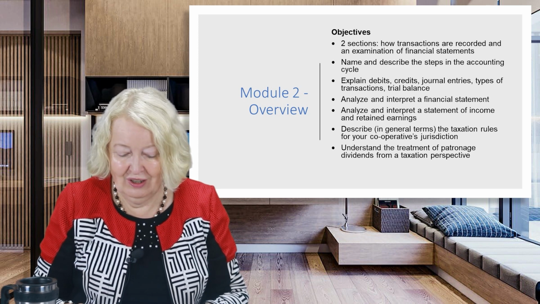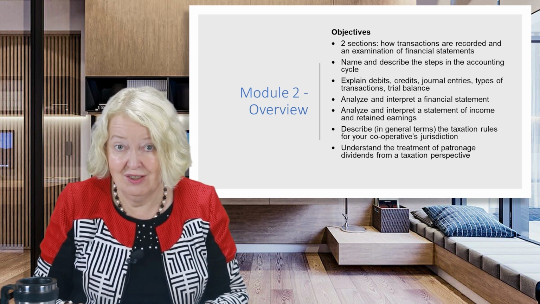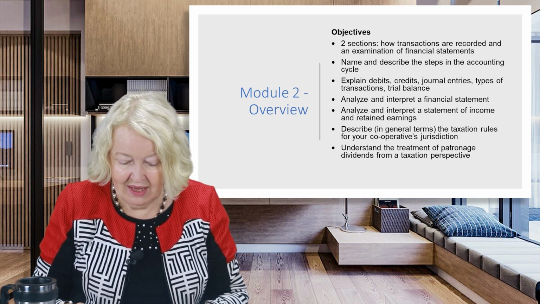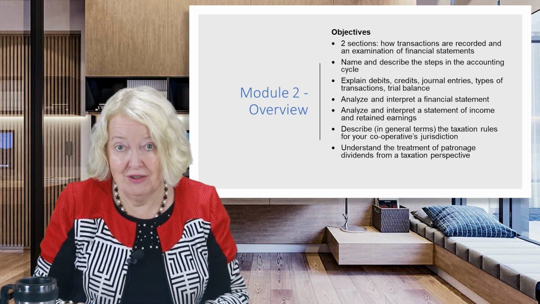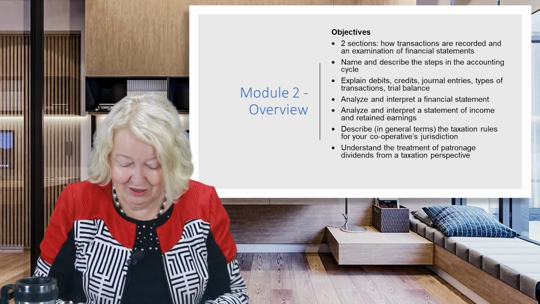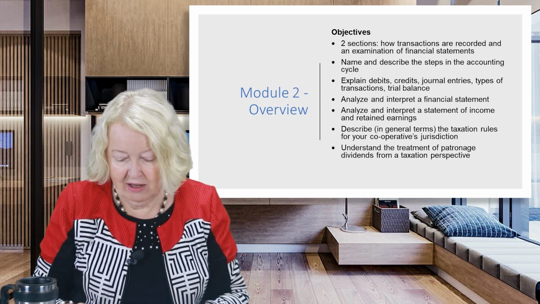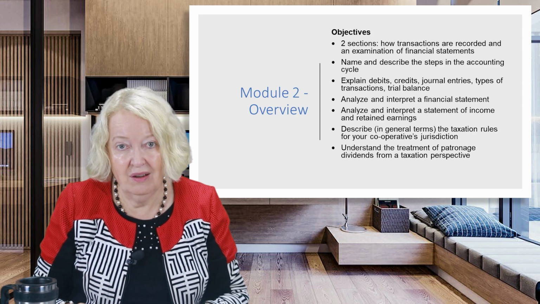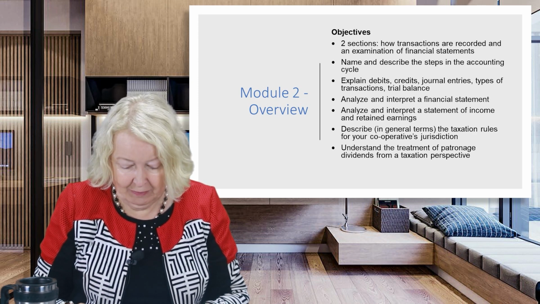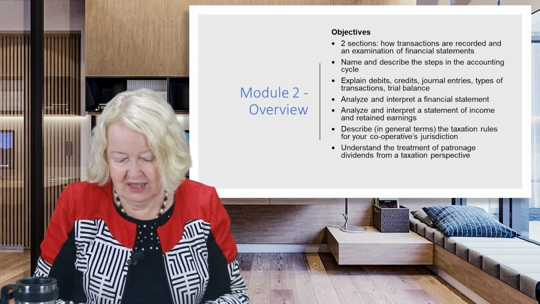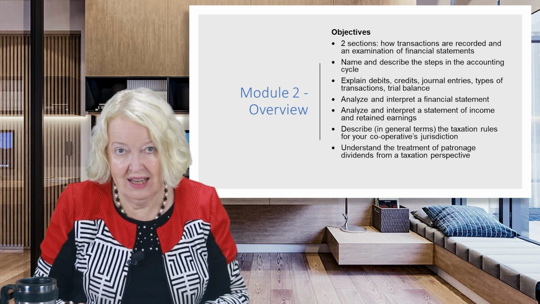So the objective here is to name and describe the various steps in accounting, to explain debits and credits and journal entries and different types of transactions, and you get a lot of that from the online textbook. And then, of course, you have to analyze and interpret the financial statements. What on earth does it actually mean? What's it telling you? You have to look at the statement of income and retained earnings, and then describe in general terms the taxation rules for your cooperative district.